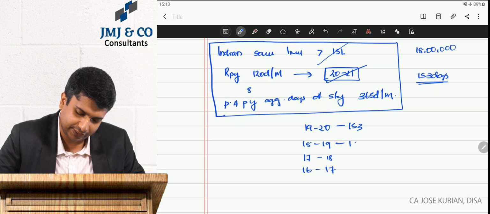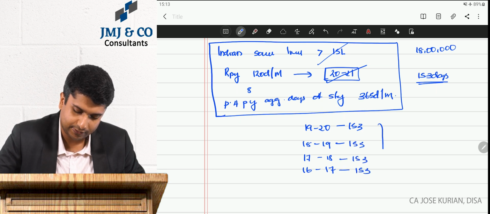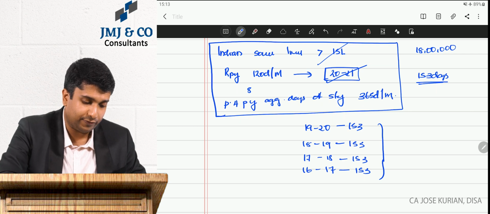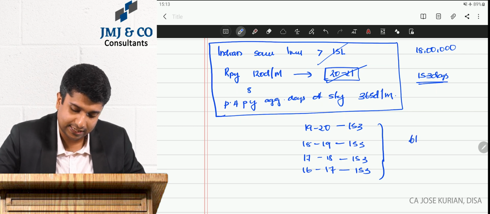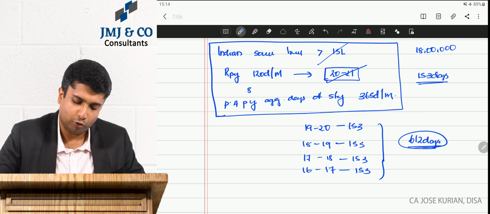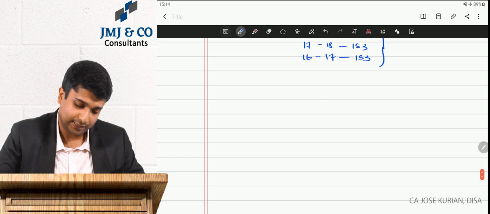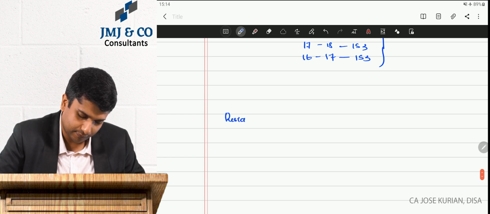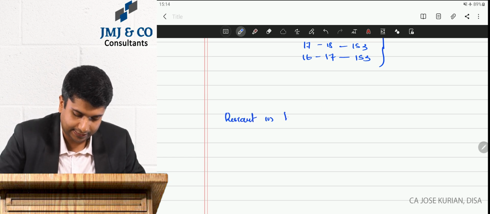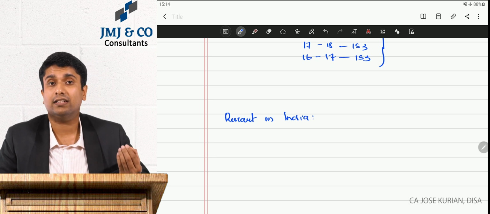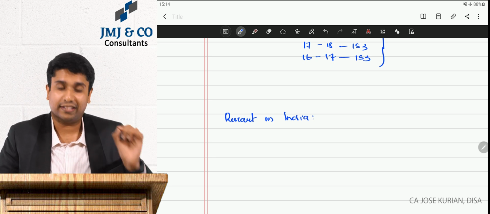Every year 153, 153, 153 and 153. And total days of stay, 153 into 4, it will be 612 days. So his total days of stay in the 4 preceding previous years is more than 365. So all the conditions are satisfied. Then we can say he is a resident. He is a resident in India. Now we have to check whether he is a resident and ordinary resident or resident not ordinary resident.